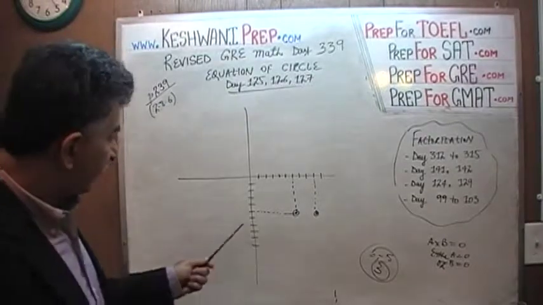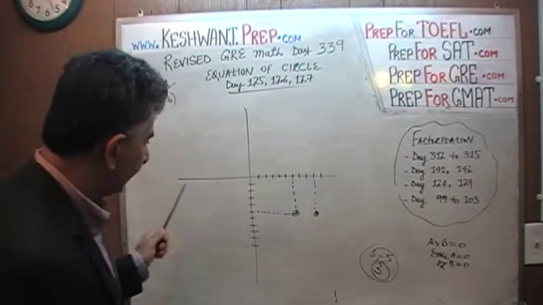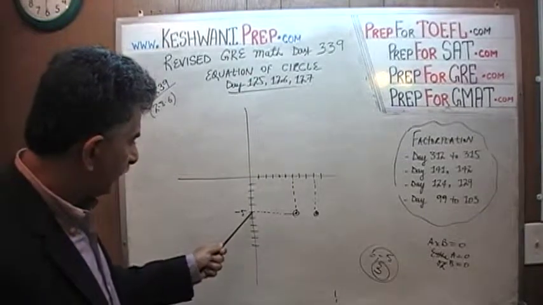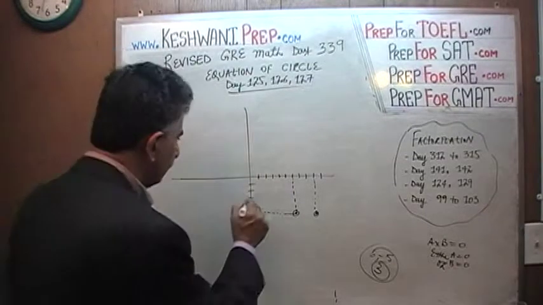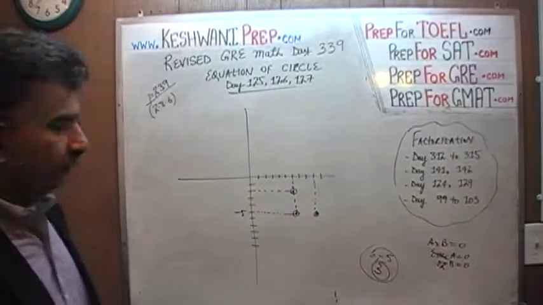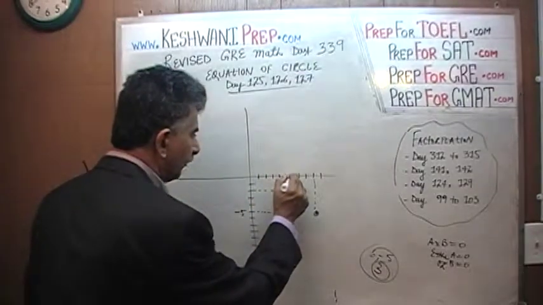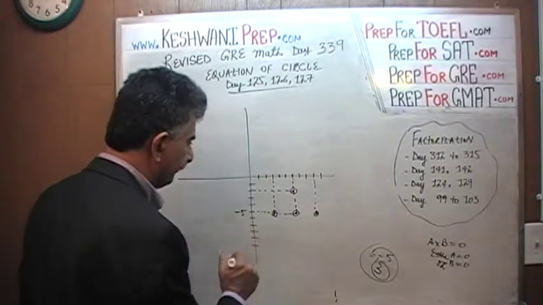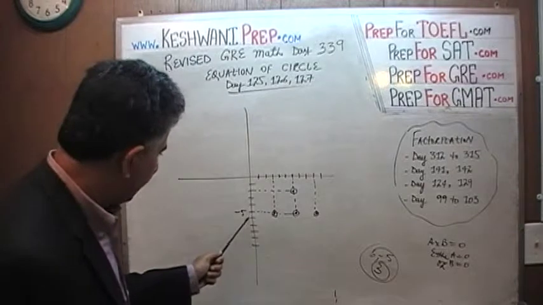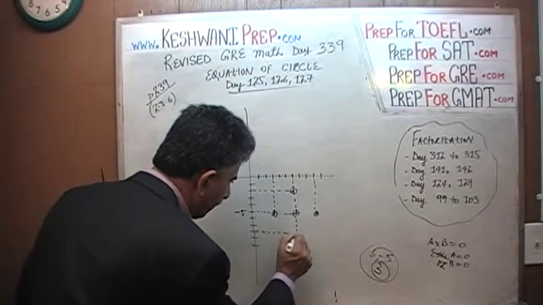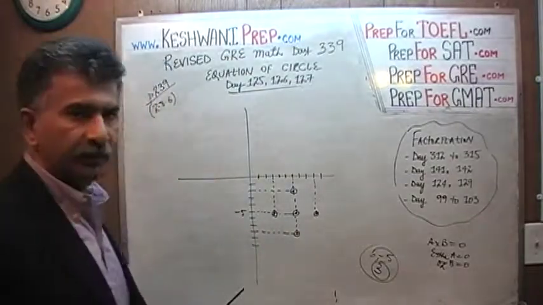And since the radius is 3 and this goes up to negative 5, we have to go 3 units up. 1, 2, 3. The circle will also go through this point. Similarly, if we go 3 units this way, 1, 2, 3, the circle will also go through this point. And finally, 3 units down, 1, 2, 3, the circle will also go through this point. There you go, there is your circle.